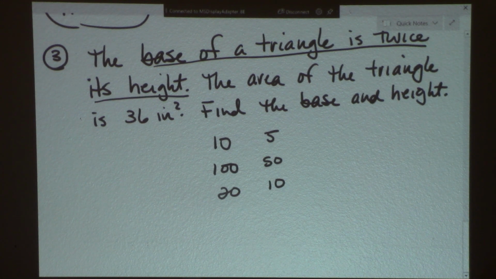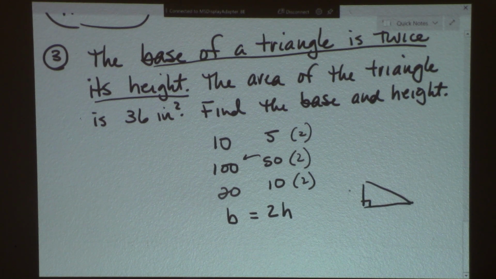I want to make it equal. So whatever the base is, what do I have to do to the height in order to make it equal or balanced? Well, if the height is 5, how many of those do I need? I need to multiply by 2. If the height is 50, to make it equal to 100, I multiply by 2 every time. So whatever the height is, I multiply by 2. So it probably looks something like this. Here's the height, and then whatever the base is, it's 2 of the height.